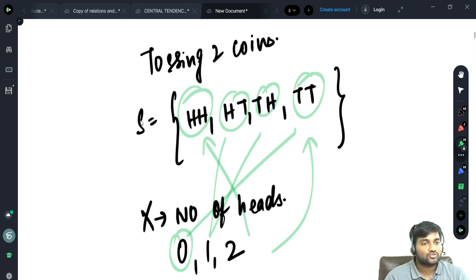Hindi mein bole to, jo chahiye, wo upar, total, wo niche. Clear? Favorables means what? Jo chahiye. Total means what? Kya kya hai? So favorable number of cases by total number of cases. Theek hai?